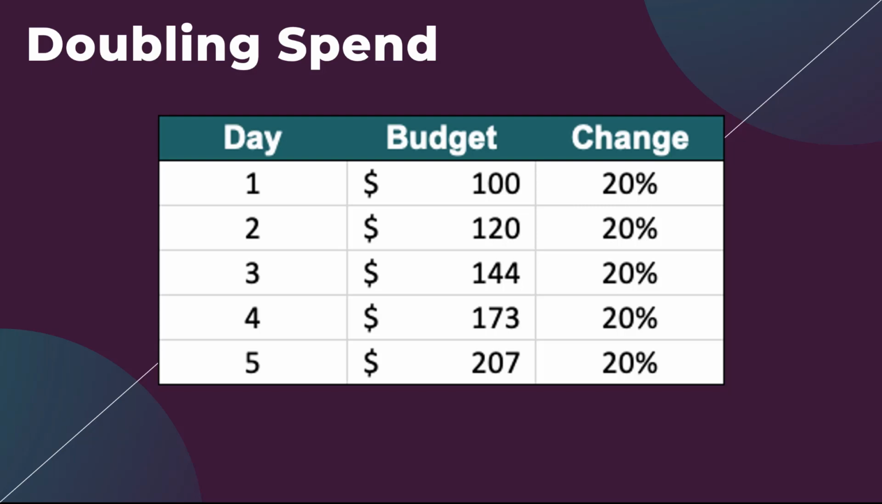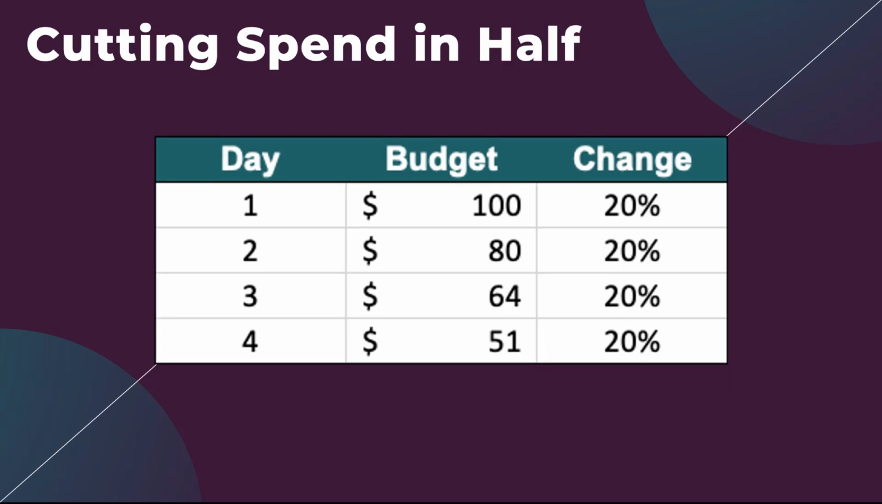If you've got 5 days that you can slowly, incrementally scale things up, I highly encourage you to do it because it will mitigate any of those larger performance variations and you'll keep things a little bit closer to your baseline over time. The same is true for cutting spend in half.